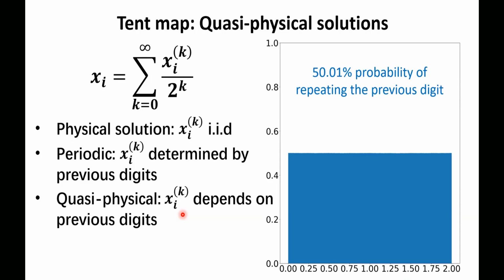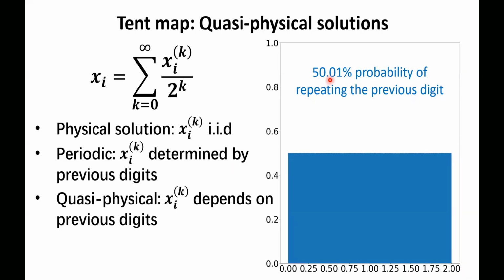For example, you can construct a series of digits that has slightly higher than half probability of repeating the previous digit, right? If the 10th digit is 1, then the 11th digit has slightly higher probability than half to be also 1. That introduces slight dependence. And if I compute a long trajectory, I would get something almost equal to the physical uniform distribution, right?